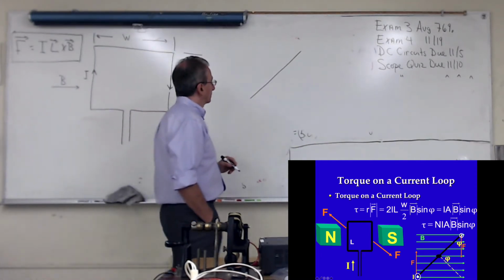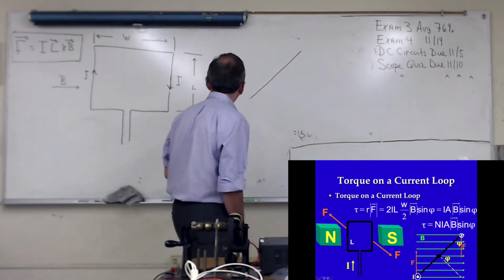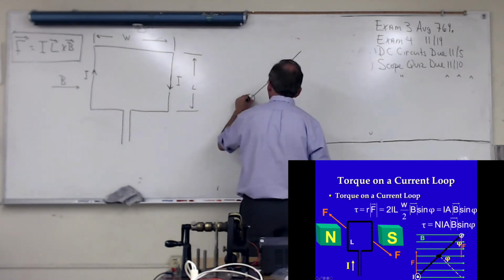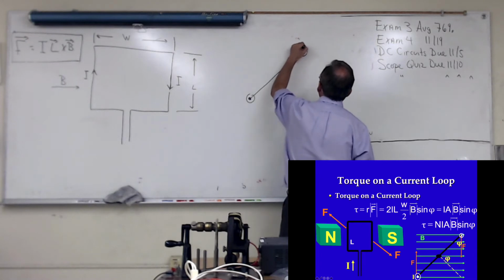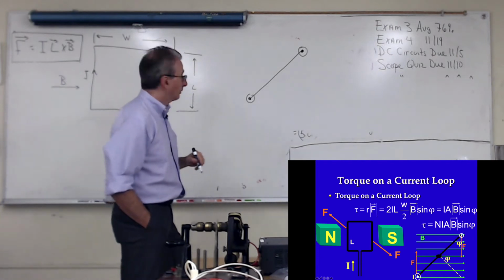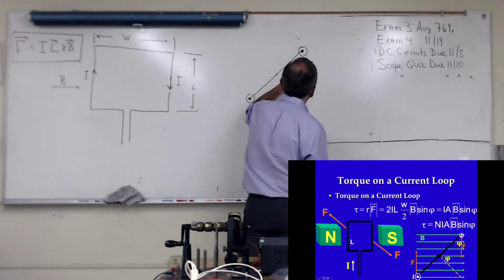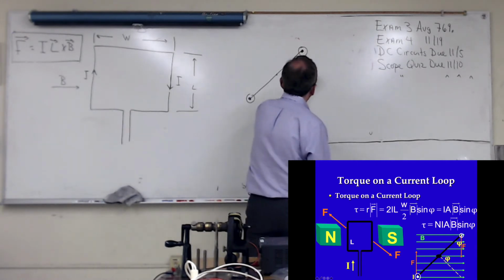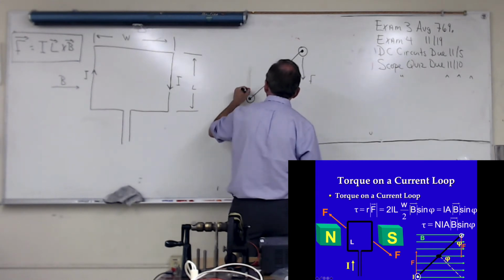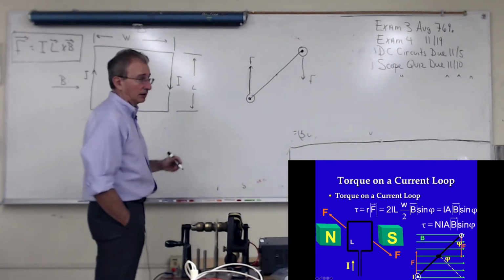Okay? So let's say this thing is at some sort of angle. And so this current, if I look from the top, that current is coming towards us. And this current is going away from us if I look from the top. And I'm going to sum the torques about this point. So there's a force this way on that wire. And there's a force this way on this guy. Again, we're looking from the top.